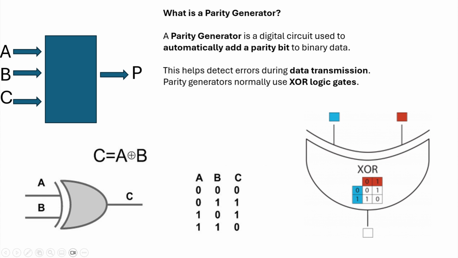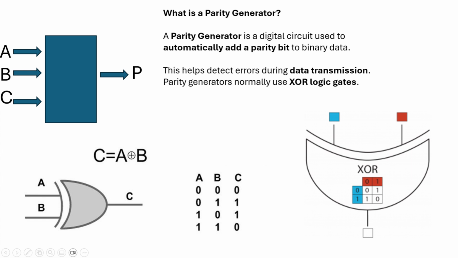Let me explain XOR in the simplest way possible. XOR stands for exclusive OR. But forget the fancy name. Just remember these 2 rules. Rule 1: if both inputs are the same, the output is 0. Rule 2: if both inputs are different, the output is 1. Same gives 0. Different gives 1.